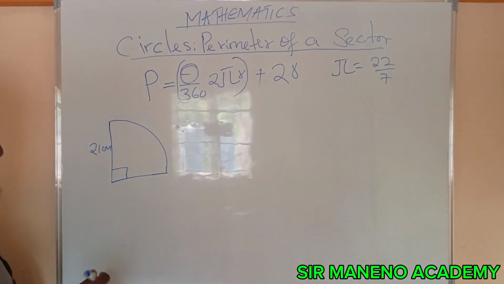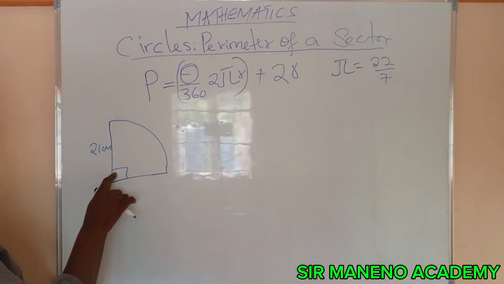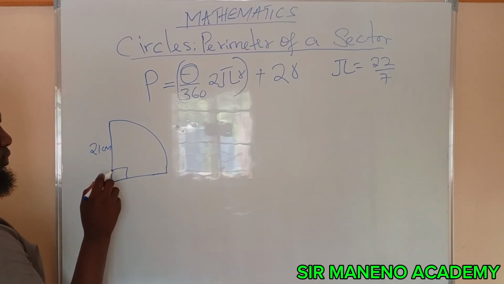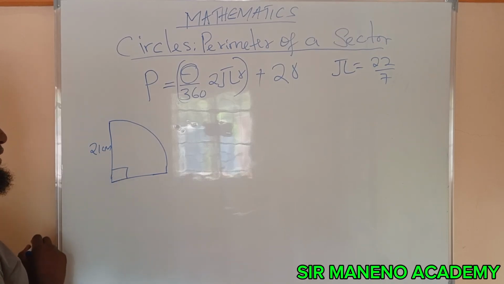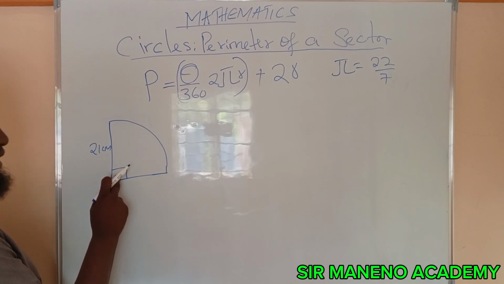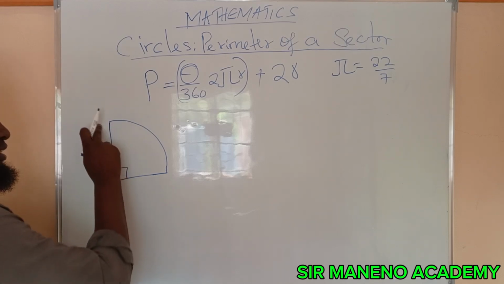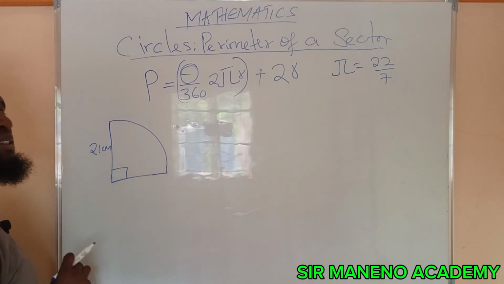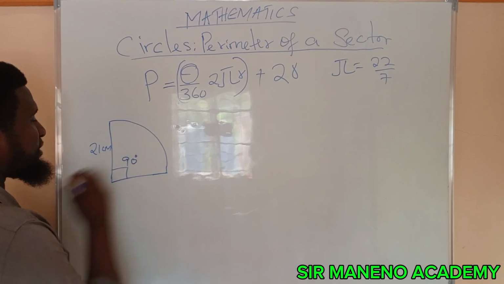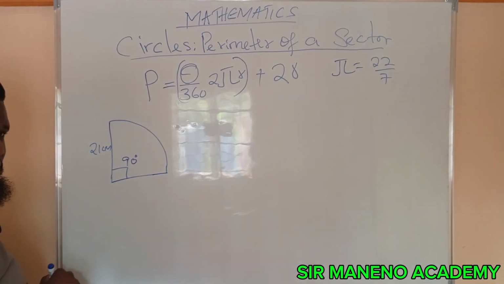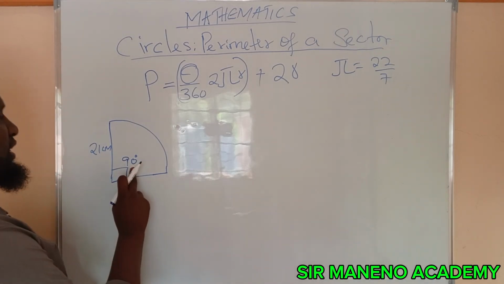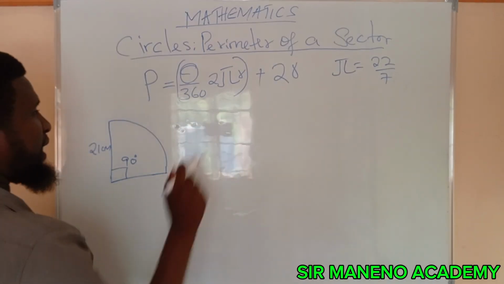The first thing is that we do not know the value of theta here. But from your knowledge of mathematics, when you see such a sign, it means this angle is a right angle. Since this is a sector, this is a right-angled sector. When we have a right angle, it is always 90 degrees, whether you are given it or not. So this is 90 degrees.